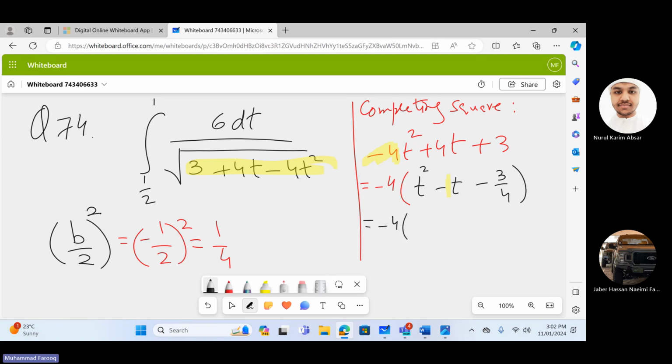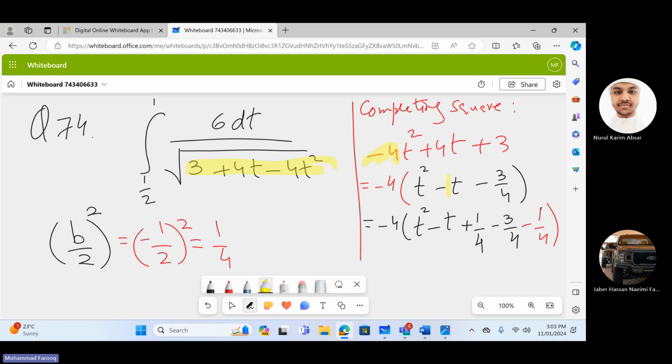So negative 4 as it is. t squared minus t. By the way, do you know the location where you add this number? After the degree 1, yes. So add here 1 by 4, and then minus 3 by 4. Because you add, at the same time you have to subtract also, to make balance. We have added 1 by 4, now also subtract 1 by 4. Otherwise, your equation is not balanced. To make balance, if you are adding, at the same time subtract. If you are subtracting, at the same time add. Don't change the question, of course.